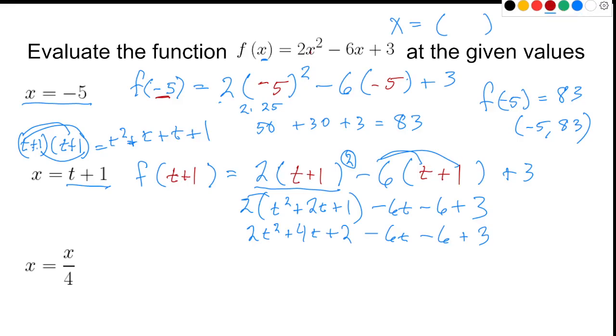So let's kind of change color so it's a little easier. There's only 1 t squared, so 2t squared. There's a 4t and a minus 6t, and that's all the t's, so that's going to give us a negative 2t. And then there's a plus 2, a minus 6, that's going to give us a negative 4 plus 3. So negative 4 plus 3, that's going to give us a negative 1. And that would be our final answer there.